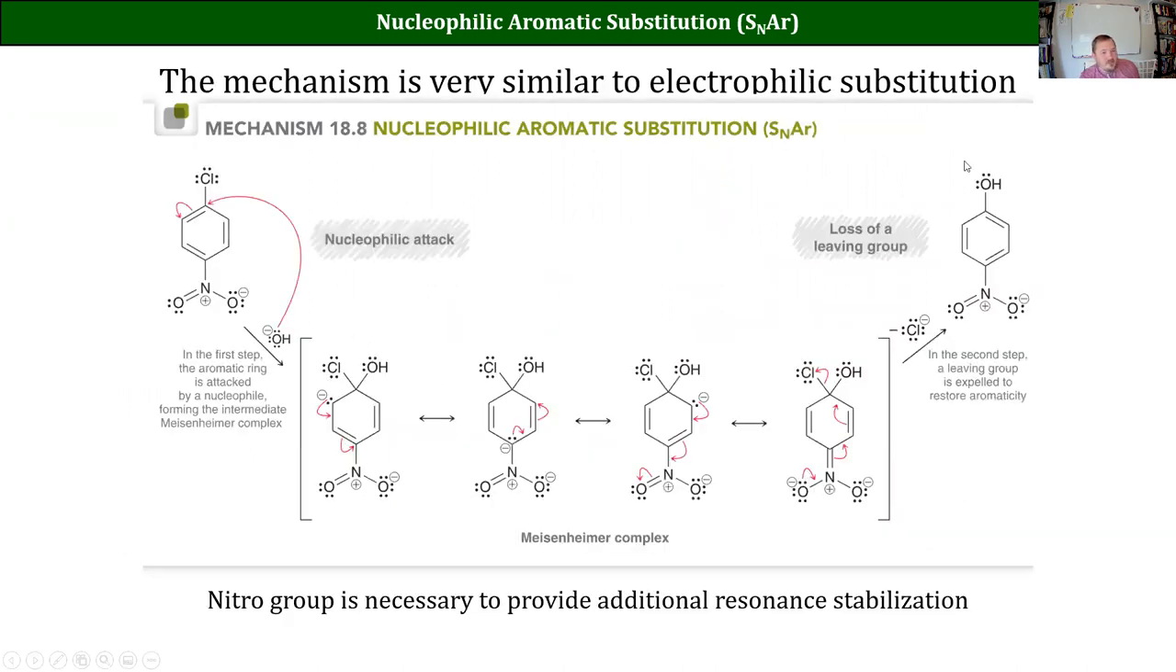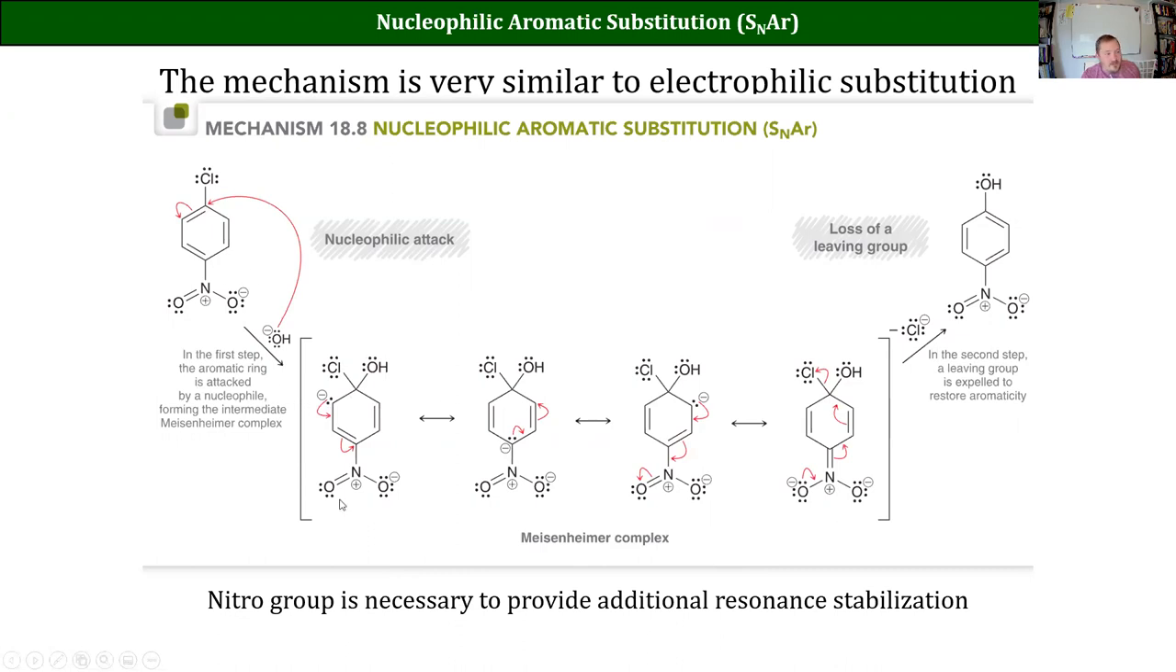And the mechanism looks a lot like electrophilic substitution, which is convenient, so it's not all that different. The difference is that we have a nucleophile attacking, but it's still going to be attacking the carbon that's part of the benzene ring. It's just the part of the benzene ring that has the good leaving group attached to it. And then you wind up making something very similar to the sigma complex, except that this one's named after a scientist named Meisenheimer. So you make the Meisenheimer complex instead of a sigma complex, but it looks very similar to what we've already seen with electrophilic substitution, right?